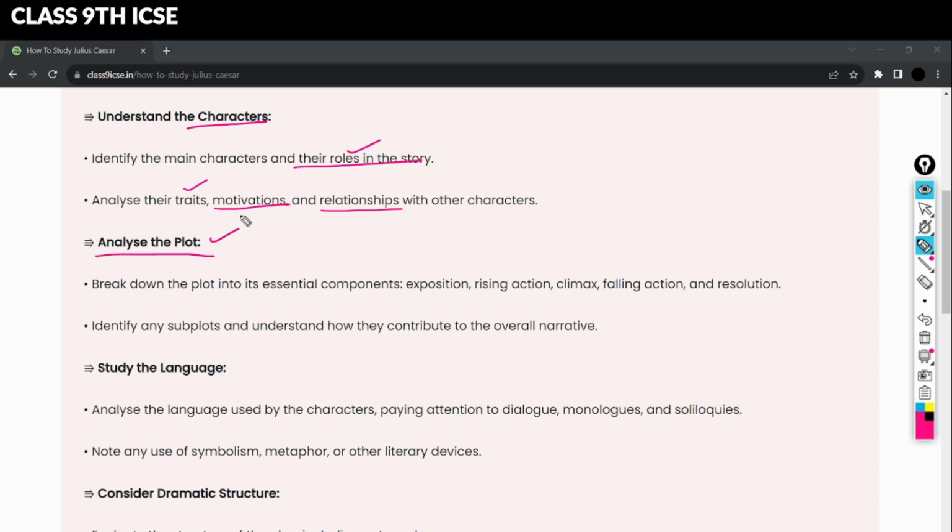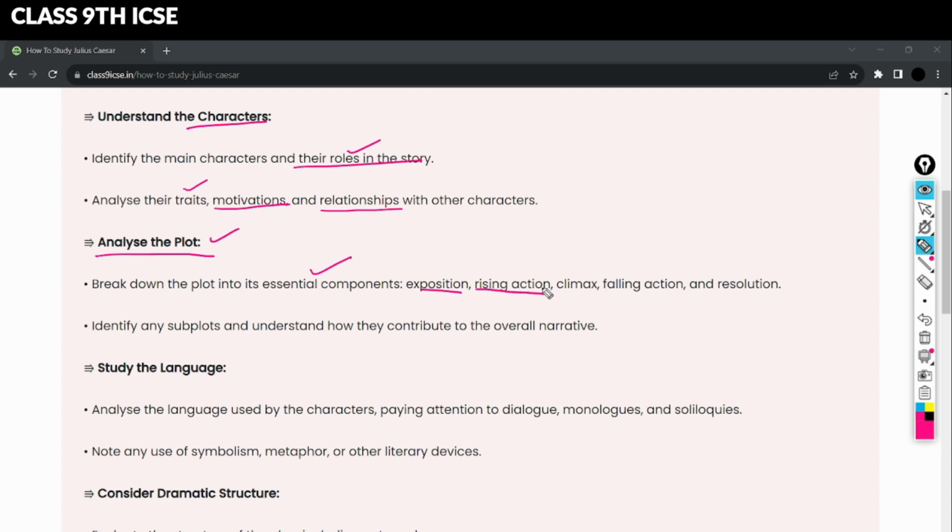Analyzing the plot is another very important point, which includes these essential components. If you talk about the exposition, it refers to the opening movement of the action. The very first scene where you get to know the characters, where the introduction is done, followed by the growth of the play, or the rising action.